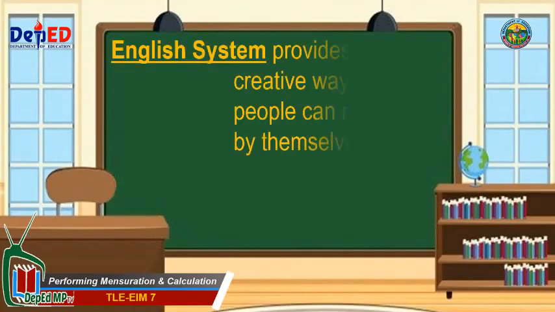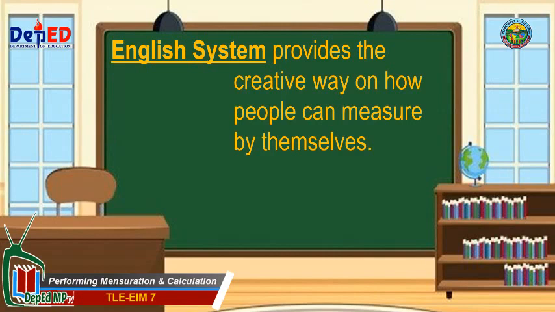The English system provides a creative way for people to measure by themselves. For example, people measure shorter distances on the ground with their feet. They measure long distances by their palms, which is equal to a yard. Other examples of units of measurement used in the English system are foot, yard, inch, and mile or miles.